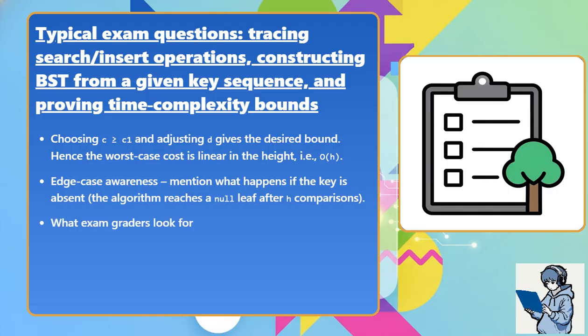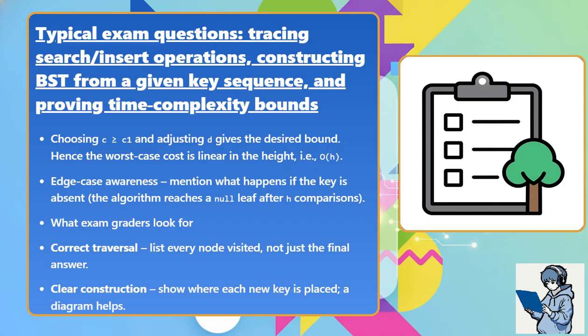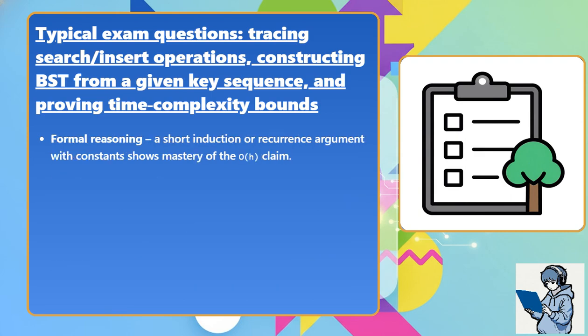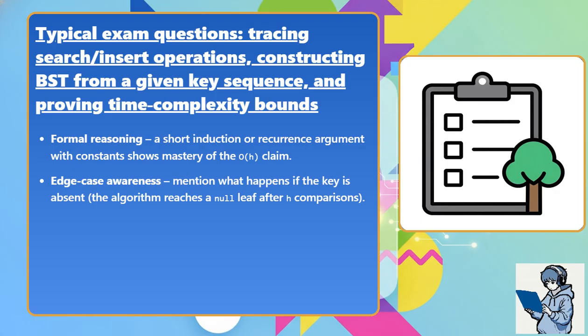What exam graders look for? Correct traversal: list every node visited, not just the final answer. Clear construction: show where each new key is placed. A diagram helps. Formal reasoning: a short induction or recurrence argument with constants shows mastery of the O(H) claim. Edge case awareness: mention what happens if the key is absent. The algorithm reaches a null leaf after H comparisons.